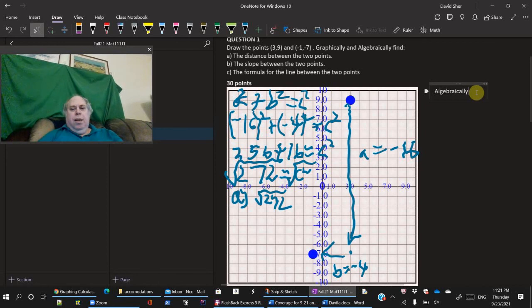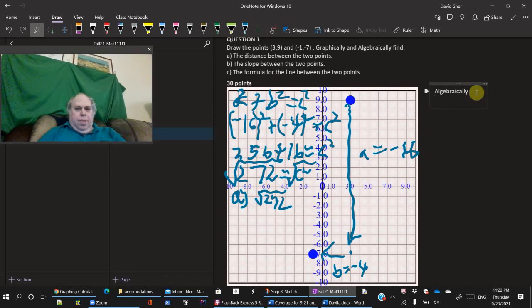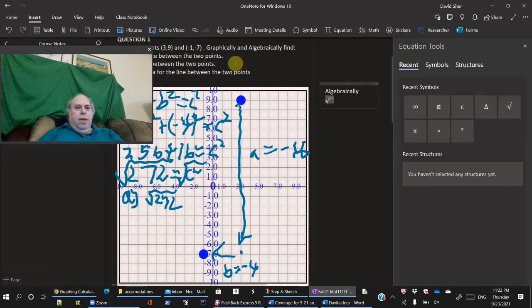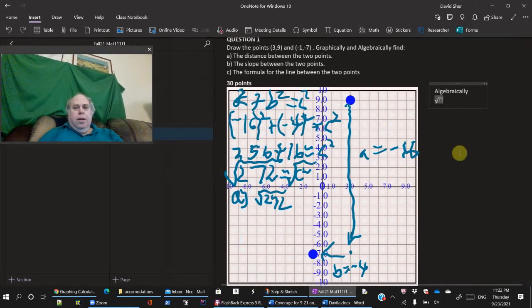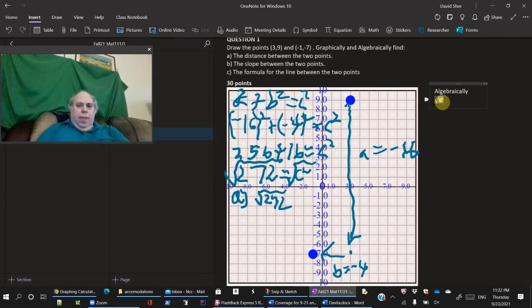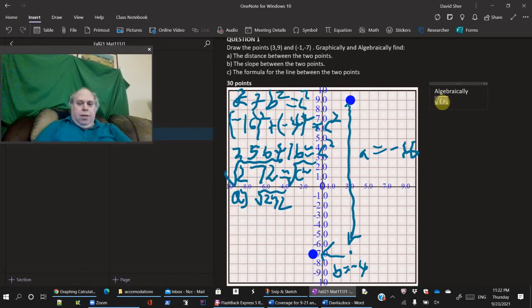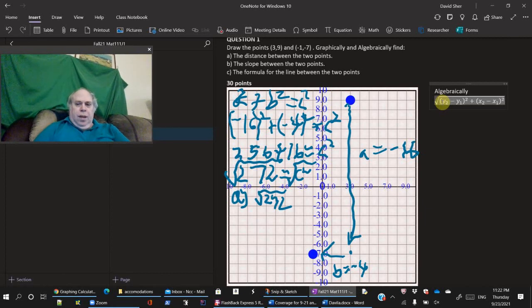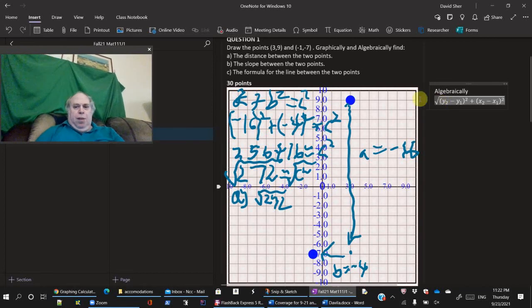Algebraically, we use the distance formula, which will be the square root of (y2 minus y1) squared plus, remember, you subtract the guys, (x2 minus x1) squared. That is our distance formula.